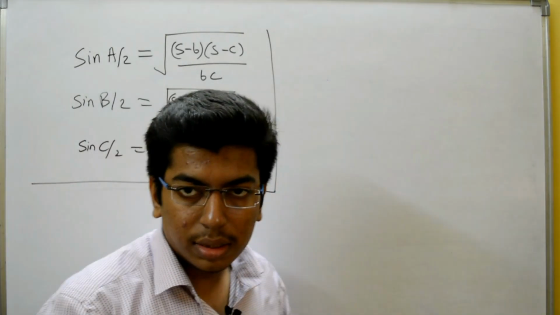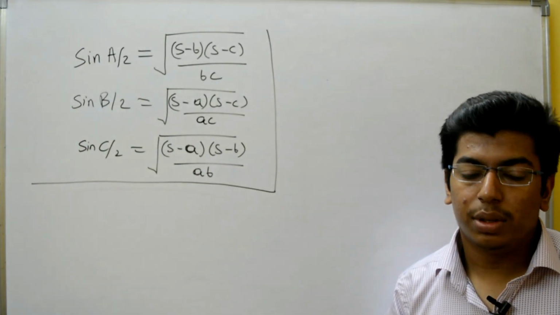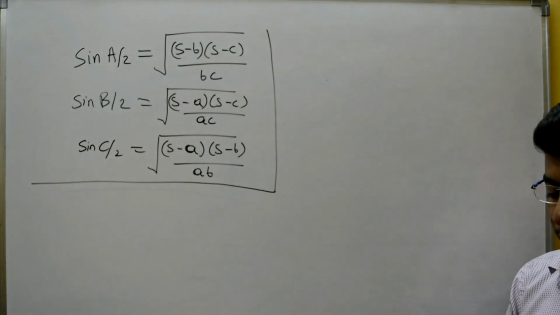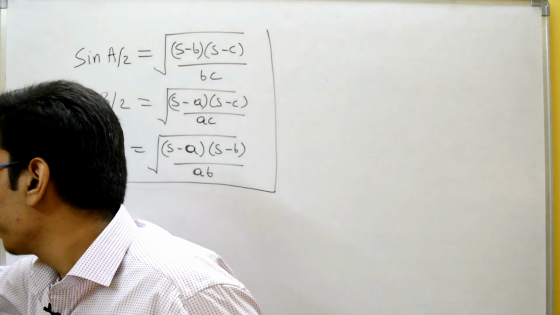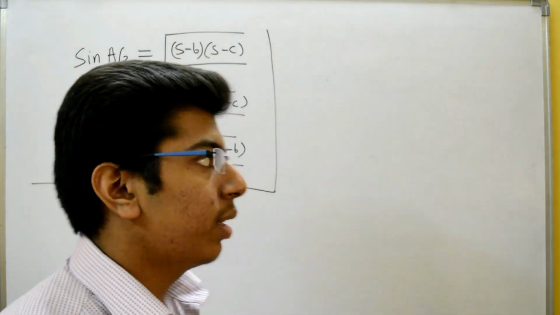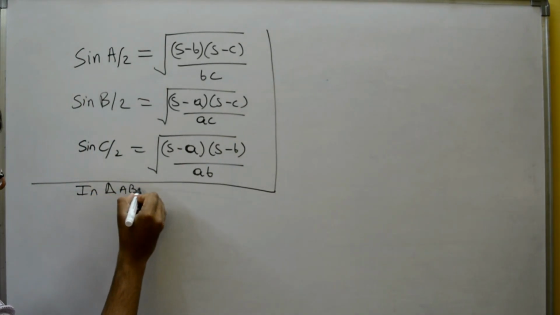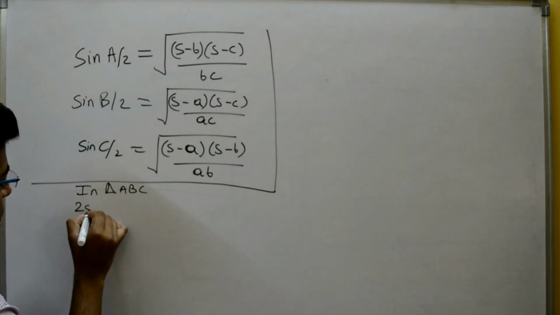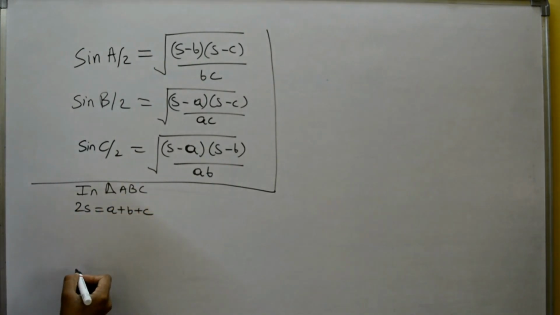So these are the formulas for the sine half angle. Now let's try to prove them. Let us consider triangle ABC, where 2s is equal to a plus b plus c.